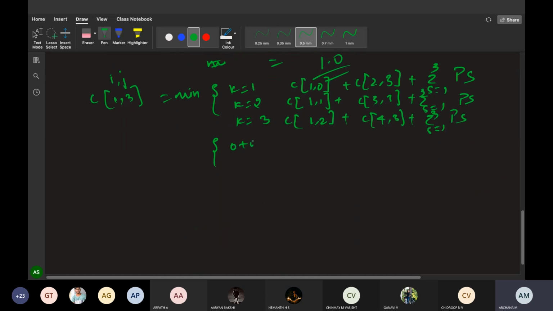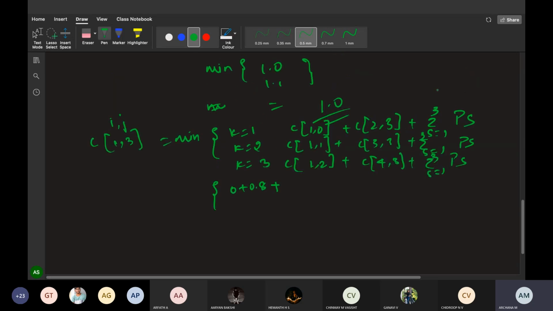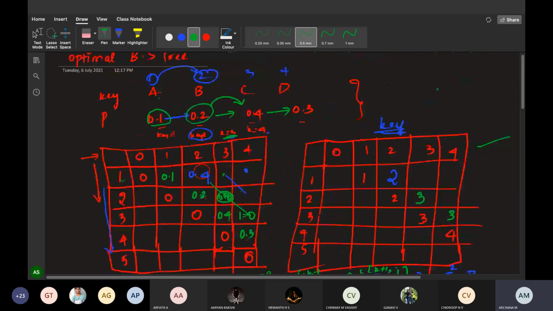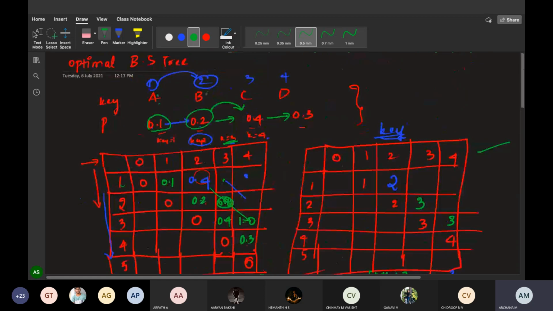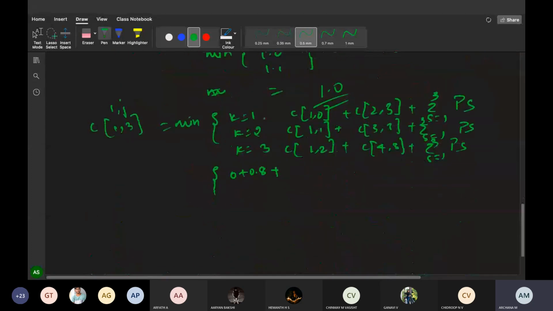So now what will I get? This equals 0 plus 0.8 plus, look here, s equals 1 to 3. What is the PS value from 1 to 3? This is 1, 2, 3. All these 3 you have to take: 0.1 plus 0.2 plus 0.4. How much? 0.7. Understood? Next one is 0.1 plus 0.4 plus 0.7. Next one is 0.4 plus 0 plus 0.7.